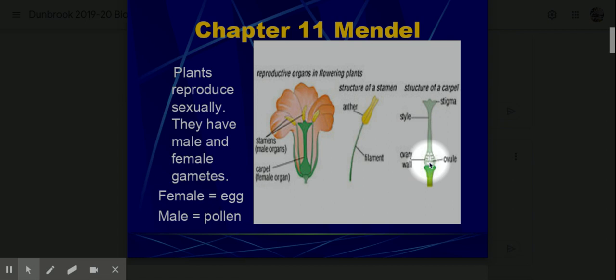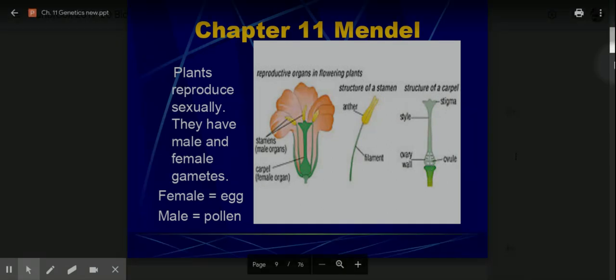So if you're thinking, well, why do I care? Gregor Mendel studied genetics in plants. Well, because the same rules apply to us, because we reproduce the same way, really. And I know that's hard to believe.